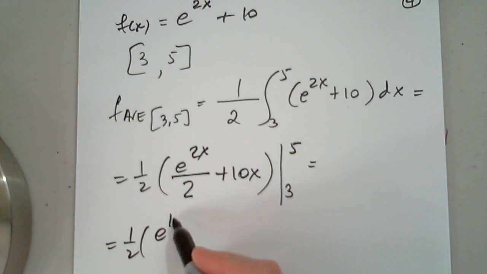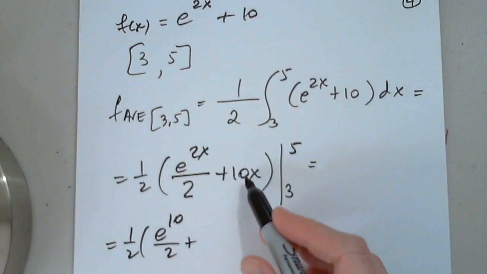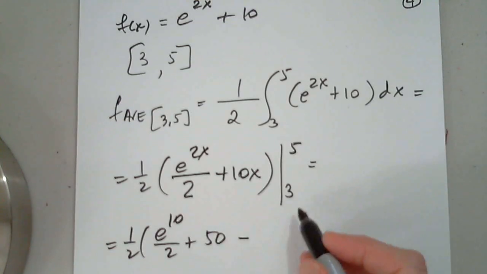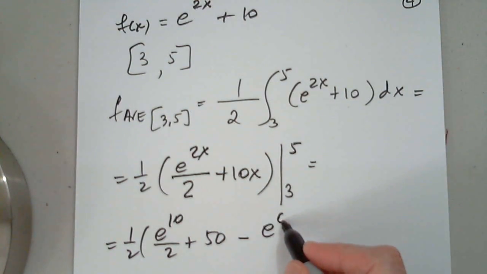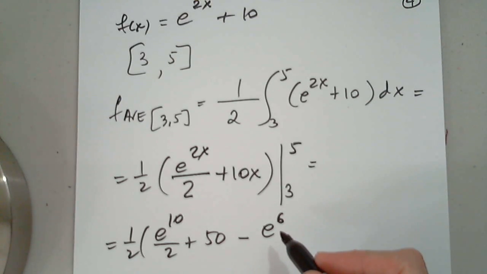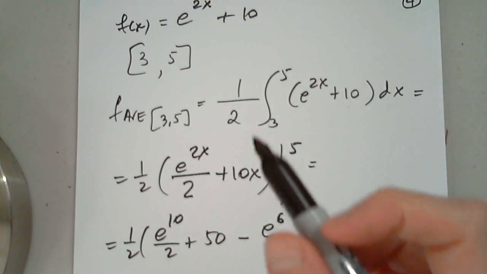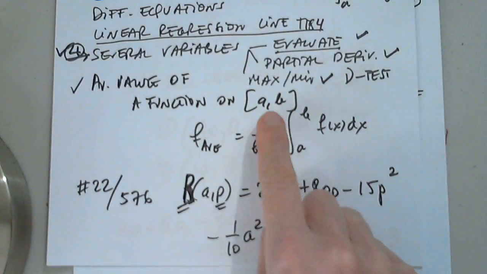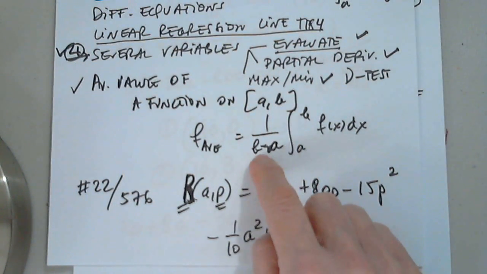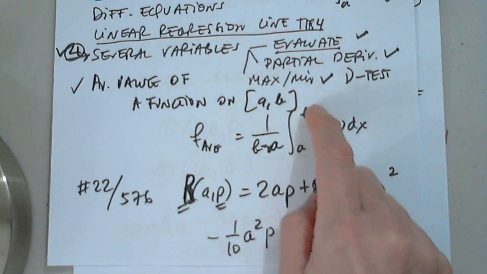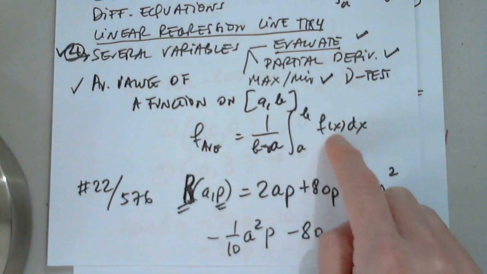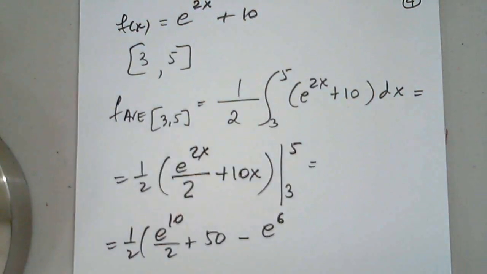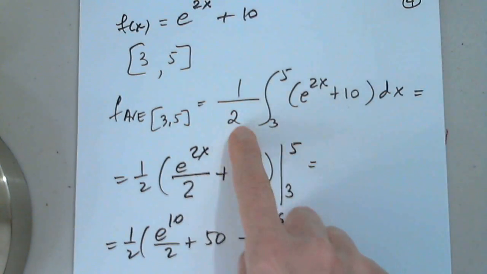So this is e to the 10th over 2 plus 50 minus... How did you get the 1/2 again? Is that just standard 1/2 out front? So the formula on a comma b is 1 over b minus a, the integral from a to b of f of x dx. So 5 minus 3. That makes sense now, yeah.